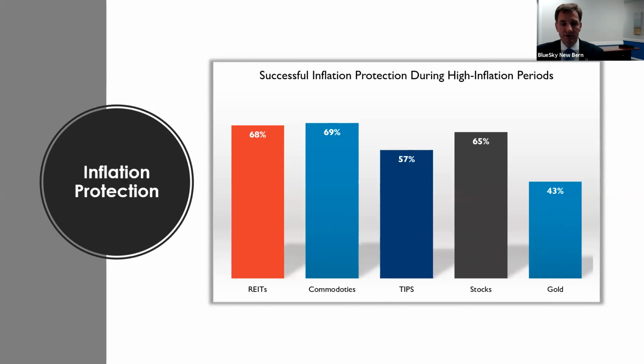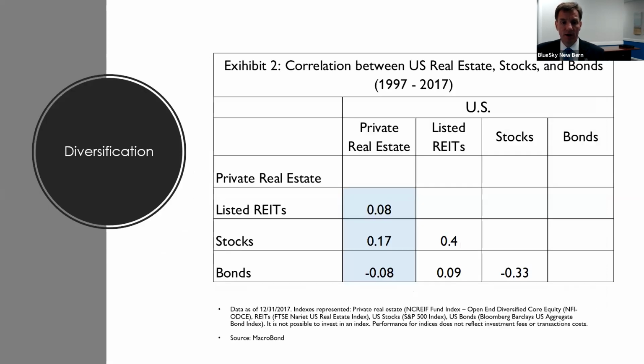What's interesting here is TIPS, which stands for Treasury Inflation Protected Securities. While their batting average is above 50%, it's actually less than REITs and less than commodities. Stocks also provide some decent inflation protection, and the oft-cited gold is actually batting less than 50% for inflation protection. So we think real estate offers a very good opportunity for inflation protection.